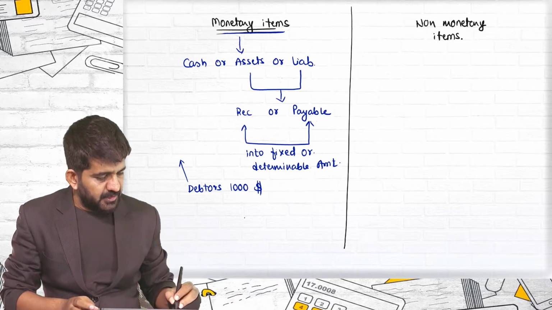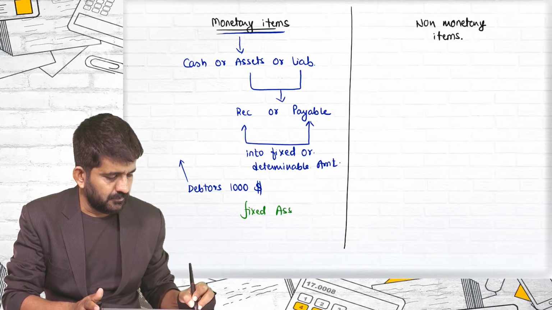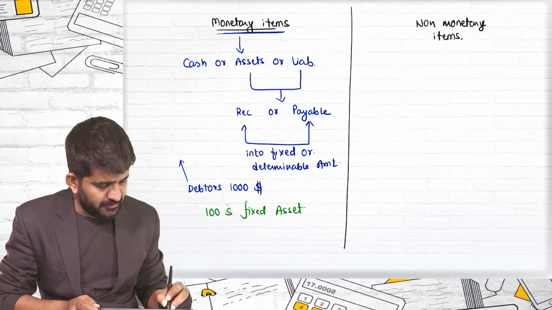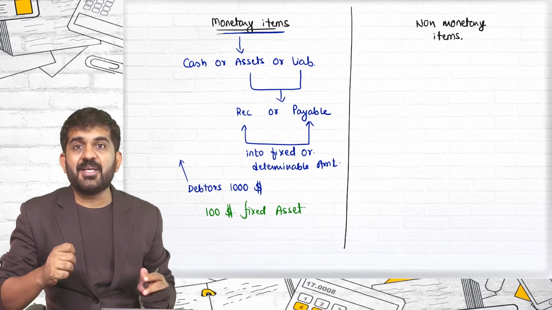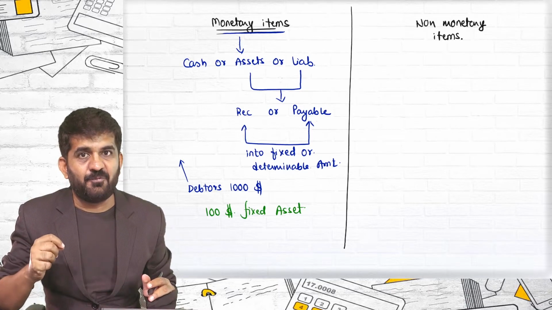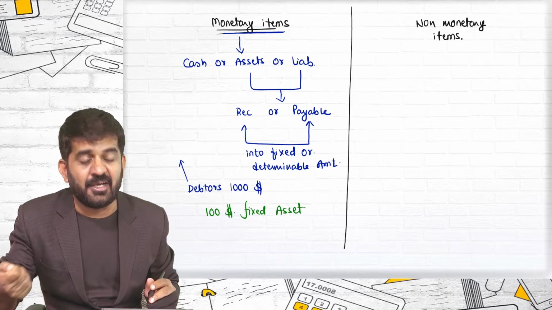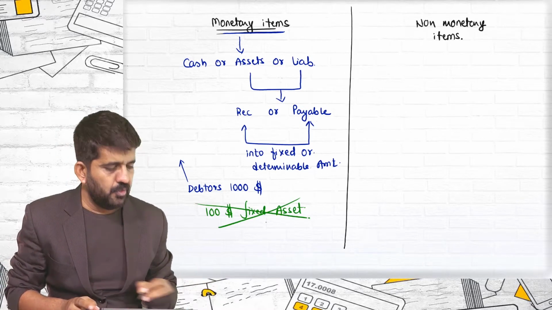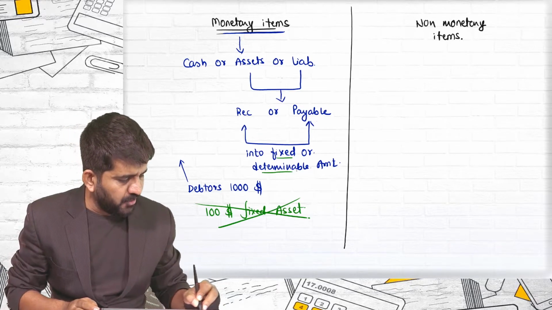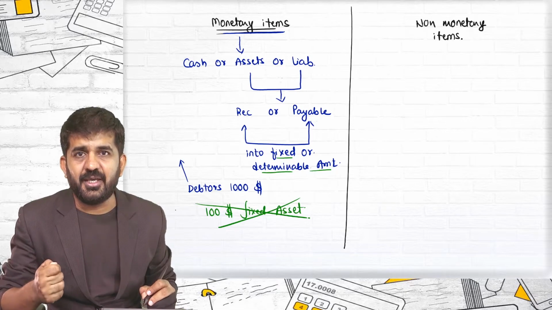But say a fixed asset is $100. If the fixed asset is $100, the amount is receivable. If you sell this fixed asset, will you get exactly $100? No. You will receive money, but it is not a fixed and determinable amount. Fixed asset is not a monetary item.